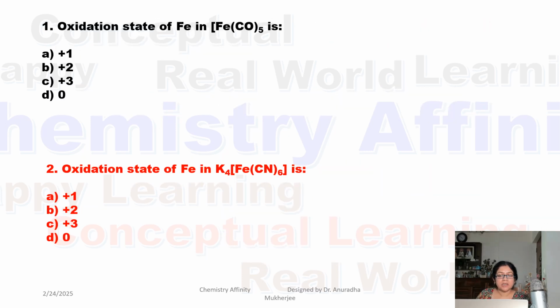Oxidation state of iron in iron pentacarbonyl. The correct option is 0. Oxidation state of iron in K4[Fe(CN)6] is, there are 4 options given. We can find out cyano is -1, so that means it is -6. This is K4, potassium is +1, so this is +4, so that means here it will be -4. So that means iron should be +2. So correct option is option B.